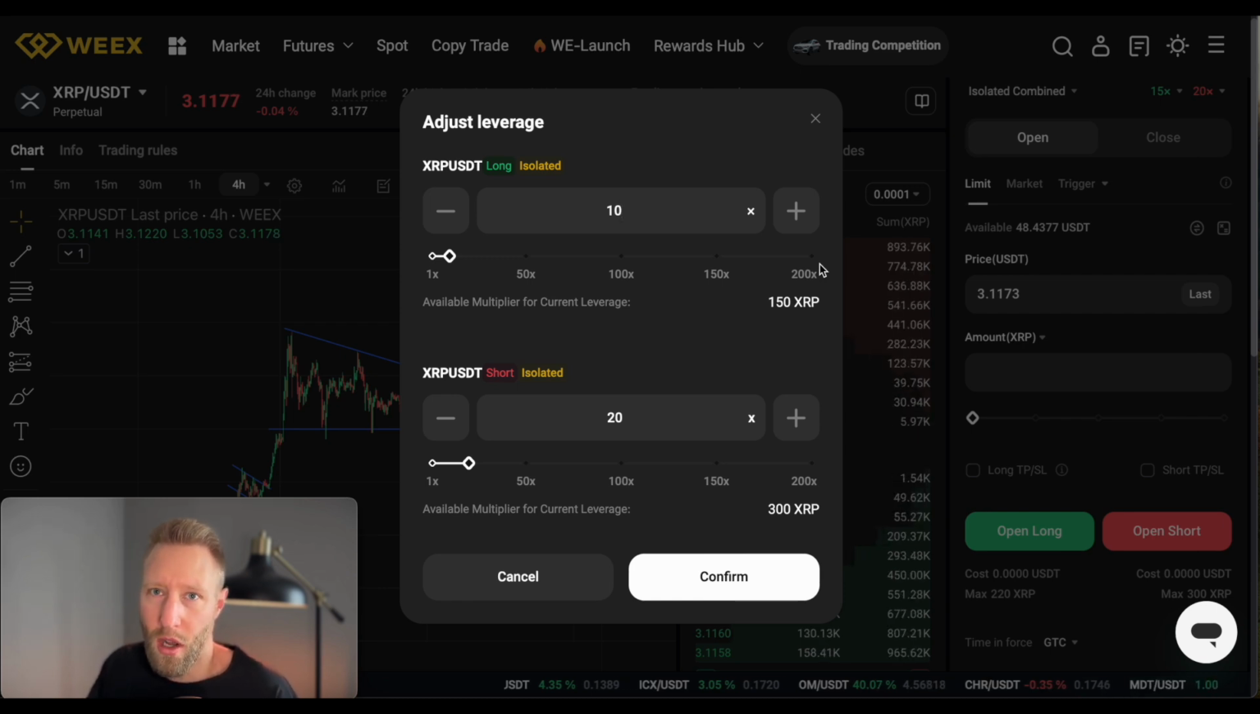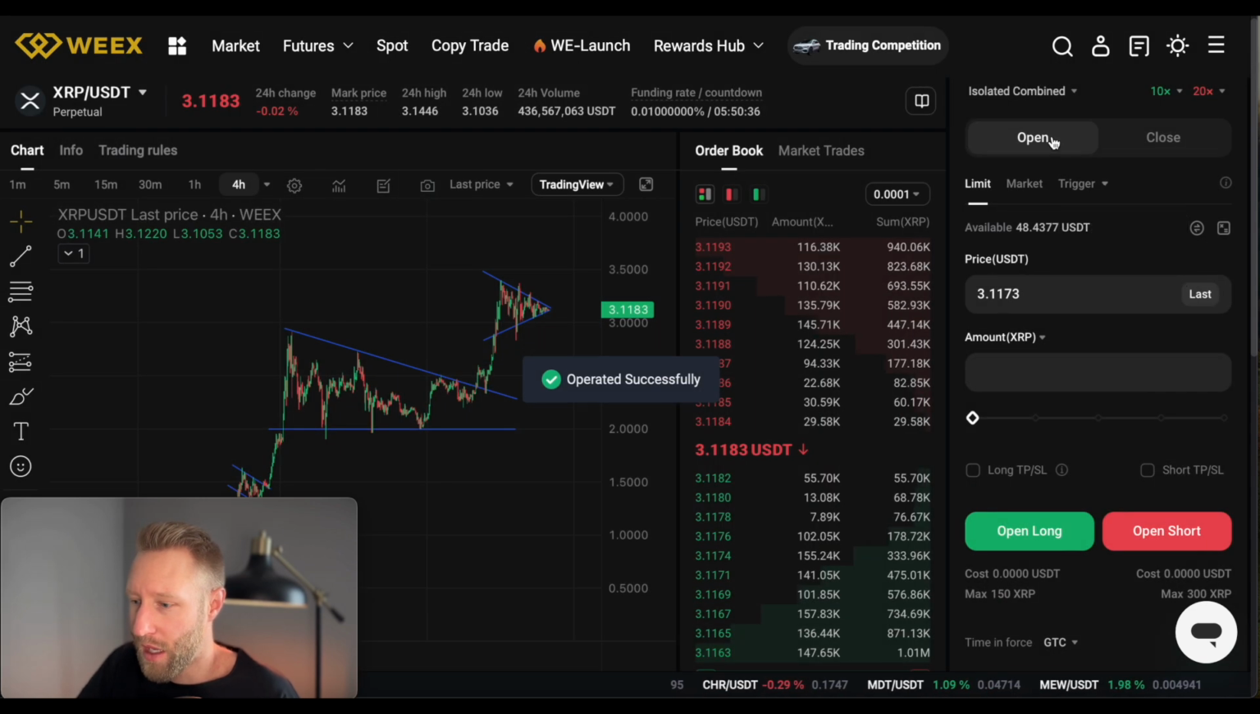Especially on altcoins. Altcoins are very risky. If you're opening up on Bitcoin, you could go higher leverage just because there's not as much fluctuation on the price due to the market cap of Bitcoin. And so if we're going to open up a long position here at 10x, we can go ahead and hit confirm. We can hit open.